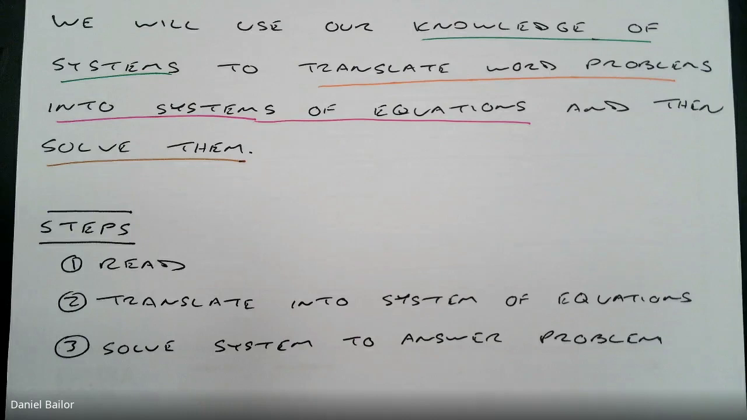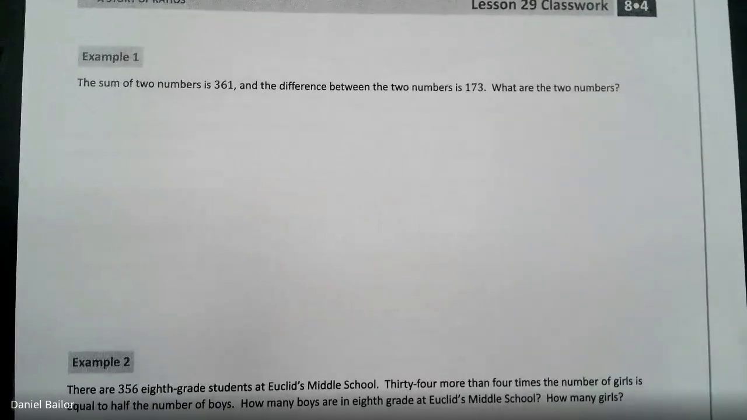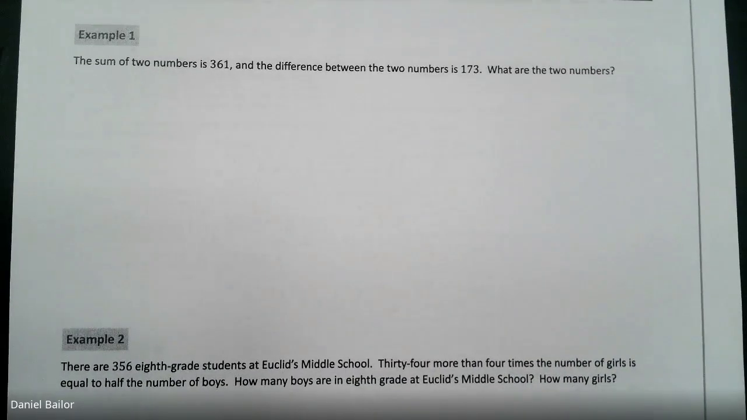Let's see how this works. Your examples are actually in your workbook. I did not have to write an extra page. There are three examples, I believe, and they start on page 359 of your workbook. So let's look at page 359, example one. We're going to do some examples together, and then I'm going to have you try the exercises on your own and see how well you do.